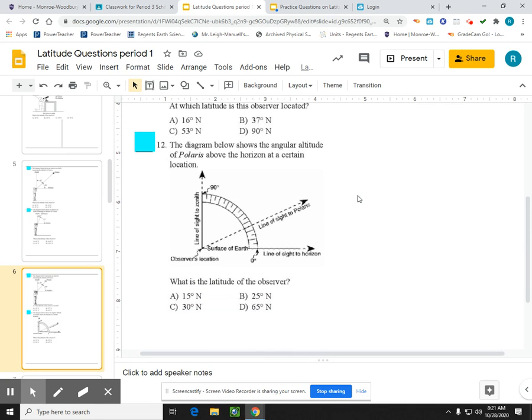The diagram below shows the angular altitude of Polaris above the horizon at a certain location. So what we'll notice here is that we have 90 degrees, and each one of these boxes here, if I count them, I have 1, 2, 3, 4, 5, 6, 7, 8, 9. Each one of these is going to represent 10 degrees, since 90 divided by 9 gives me 10. So being that this line is the sight of Polaris, that would be 10, 20, 25 degrees of an angle, 25 degrees north latitude, letter B.